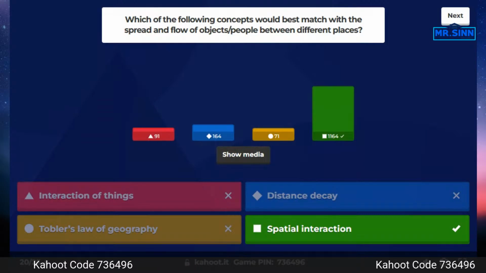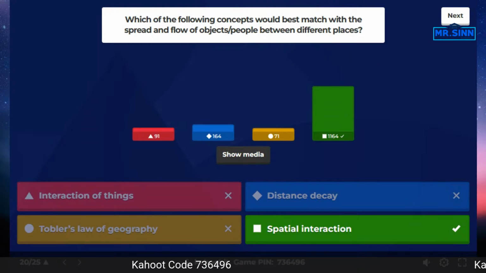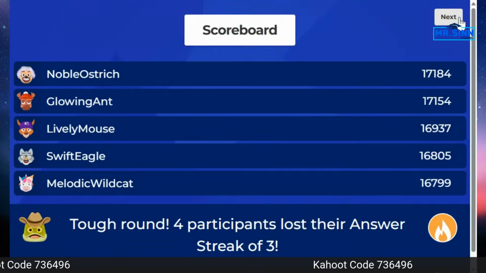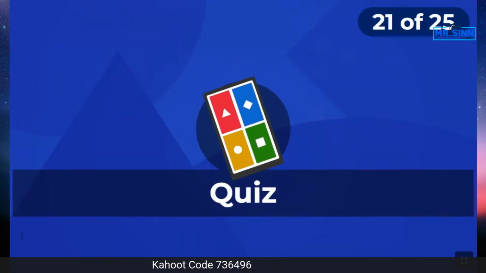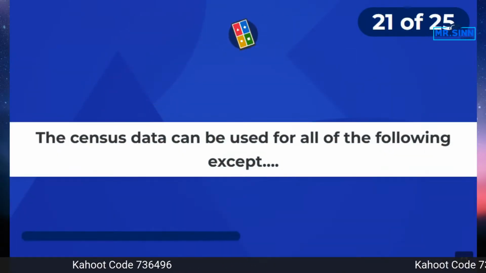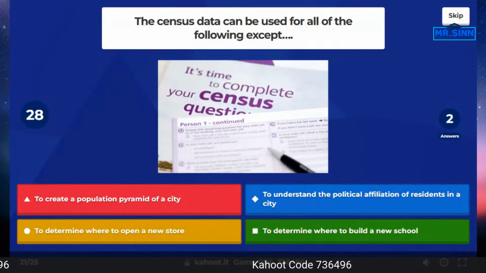Cool. Yeah, spatial interaction. Majority of people did get this. So whenever we're looking at the spread, the movement, the interactions, spatial interaction is going to be that broad term that connects to all of it. All right. The Noble Ostrich still in the lead. We're on question 21 out of 25. There we go. Census can be used for all the following except what?